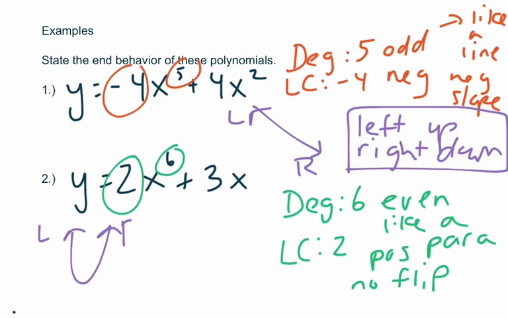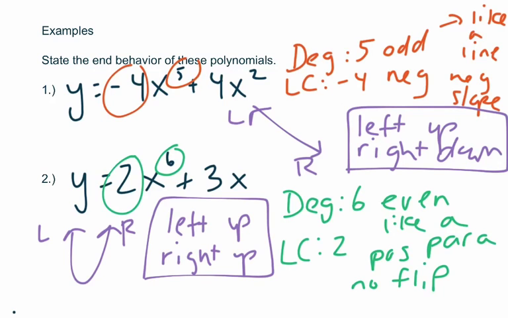Okay, so you have the left and the right, and so your answer would be left up and right up. And that's the form your answer will take. You actually do not need to show any work for these at all. You are free to look at the parabola or at the function and immediately state what the end behavior is.